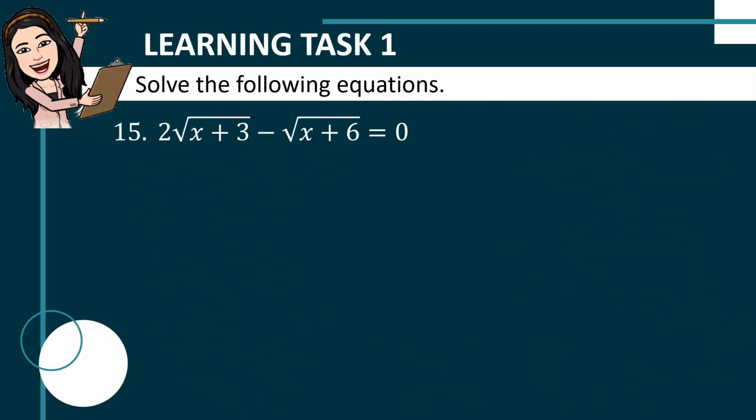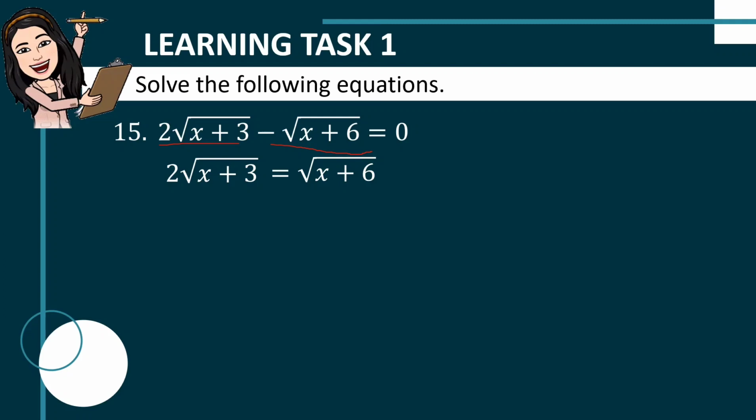Next, number 15. We have 2 square root of x plus 3 minus square root of x plus 6 is equal to 0. So, we have two terms. Okay, sabi ko nga sa inyo, hindi pwede na yung dalawang radical natin ay nasa isang side of the equation. Pag-iwalayin natin. So, magiging 2 square root of x plus 3 equals to square root of x plus 6. Si negative ay naging positive. Okay? Maliwanag tong part na to?